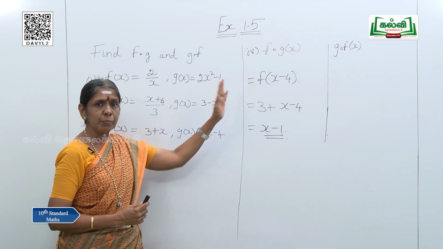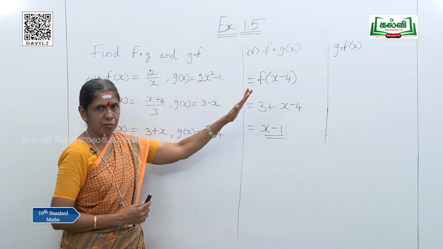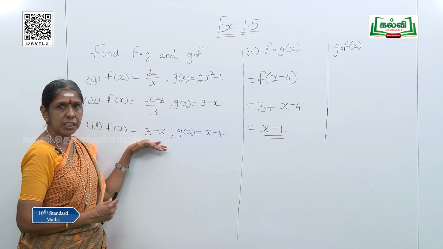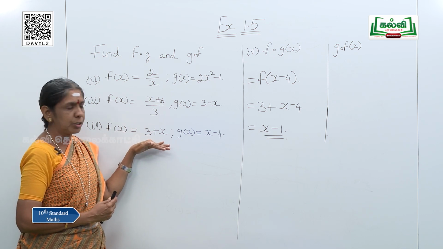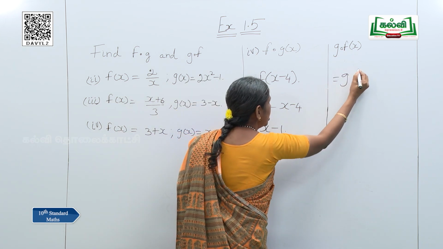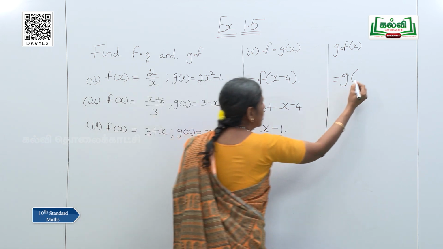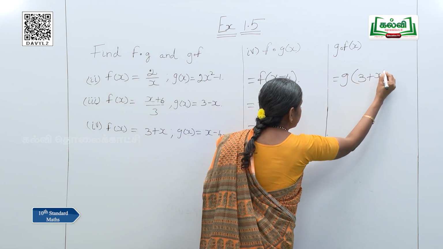Now, we will go to the second part of the sum. What is the second part of the sum? G dot of f of x. And what is f of x here? In this sum, f of x is equal to 3 plus x. So, you will write it as g of 3 plus x.